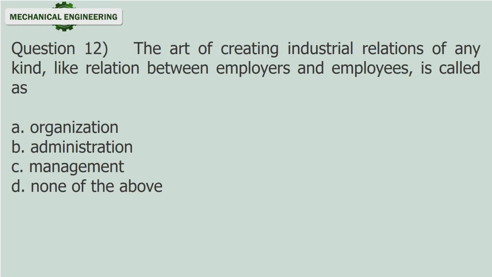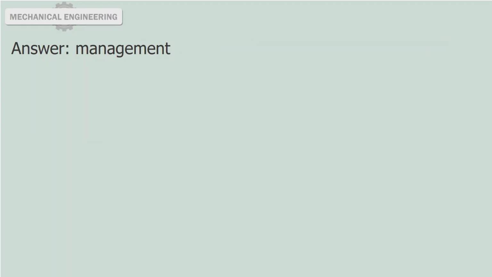Question 12. The art of creating industrial relations of any kind, like relation between employers and employees, is called as A. Organization. B. Administration. C. Management. D. None of the above. Answer: management.